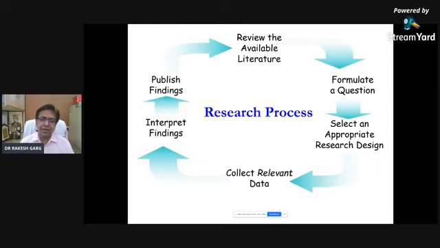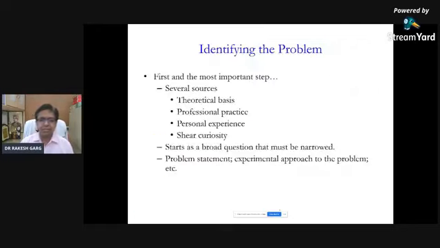So I'll take you through all those steps in a very basic way, though it's a very big topic. Sometimes it's a 1 day research or maybe a 3 day research workshop, but I'll try to give you the key points in the next half an hour to 45 minutes.